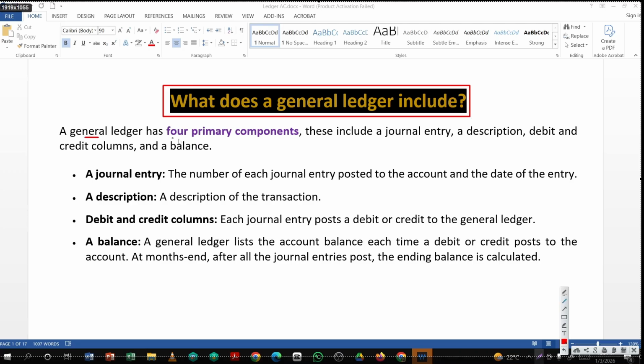What does a general ledger include? A general ledger has four primary components. These include a journal entry, a description, debit and credit columns, and a balance.